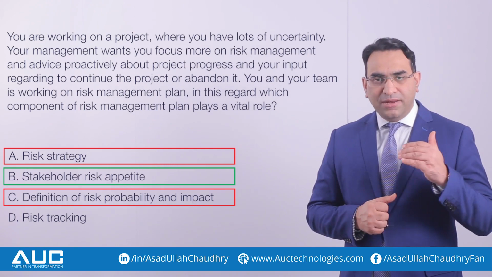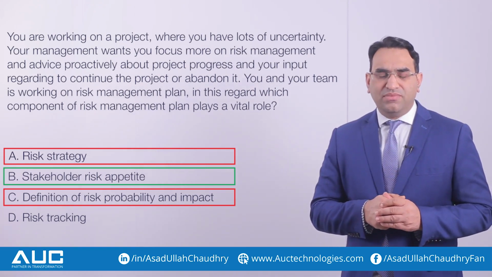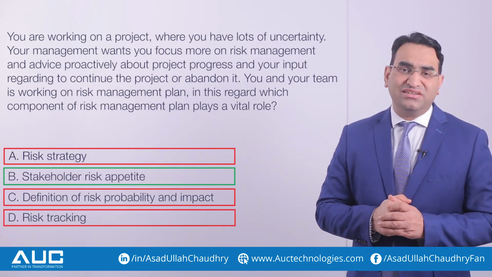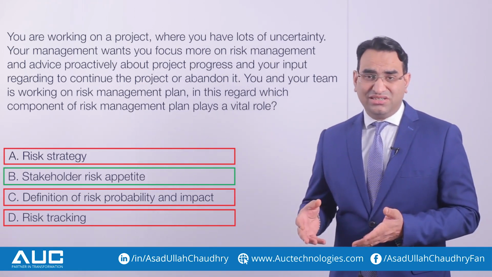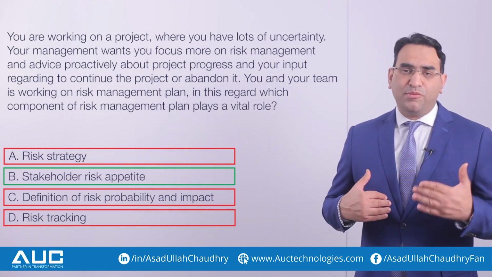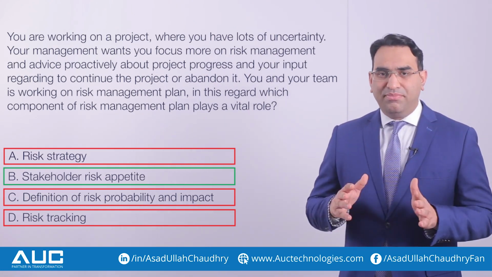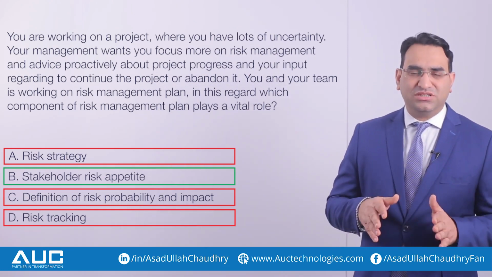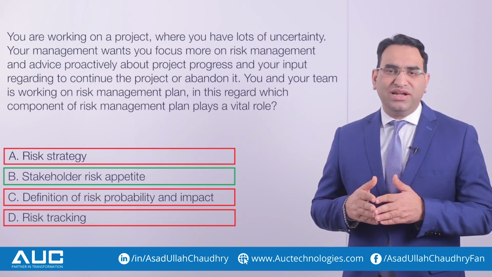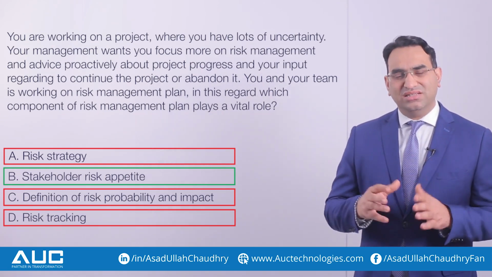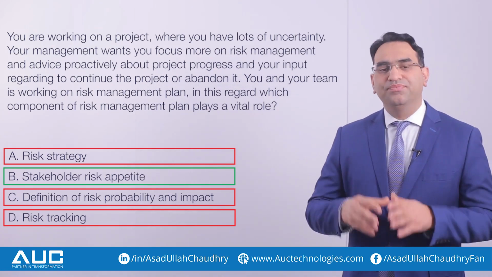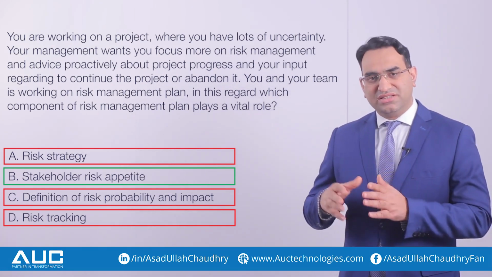is option number B. Let's see why option number D is not right, because it says risk tracking. Yes, we need to track risk, we need to monitor risk status, we need to see whether our probability is still intact or not. But here the case is very specific. Management wants to know whether we should continue or abandon. So in this context, the right answer is B, stakeholder risk appetite.